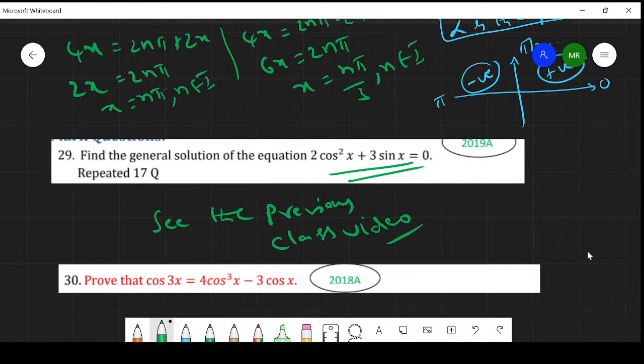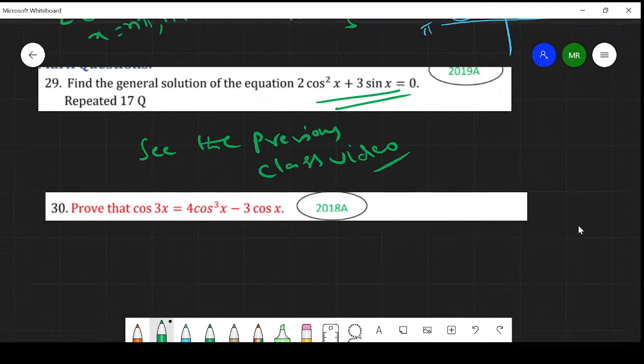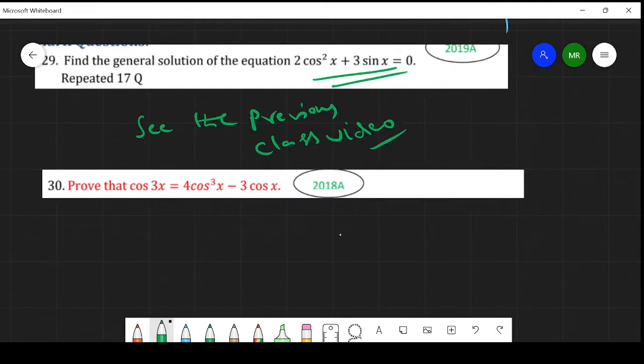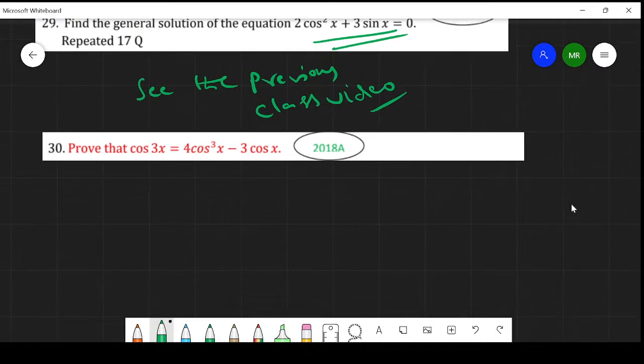Now, this was yesterday's problem, I have done that. Please verify that. Now see the next problem. Prove that cos 3x equals 4 cos cube x minus 3 cos x. Look into what they are asking here. This is also an important problem. I am going to explain that now.